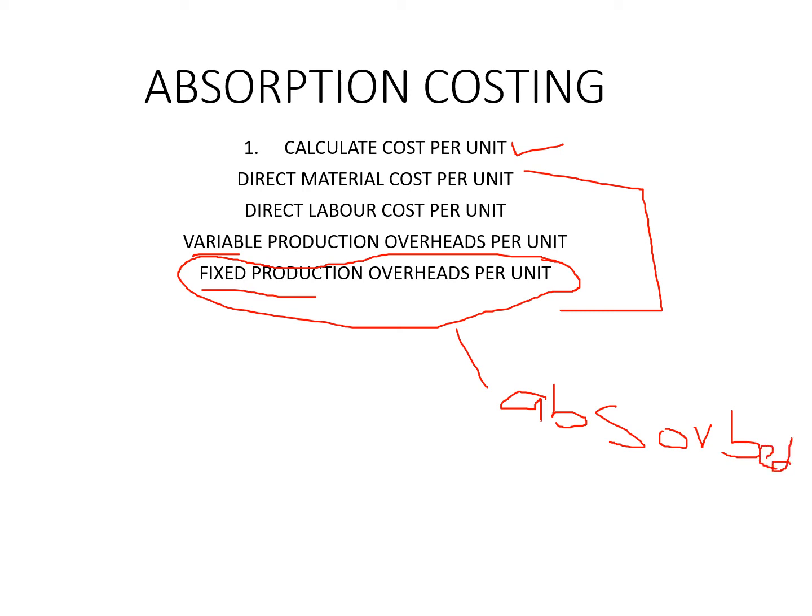The absorption rate will be calculated by saying estimated manufacturing overheads divided by your cost driver. Your cost driver can either be direct material cost, direct labor cost, direct labor hours, machine hours, or prime cost. So you have to calculate the predetermined overhead rate, multiply by your actual cost driver, then you get your absorbed overheads, then you bring them into your cost.